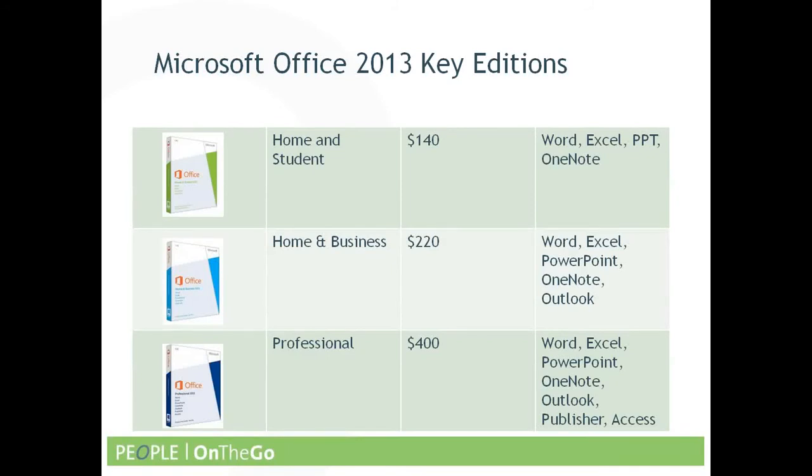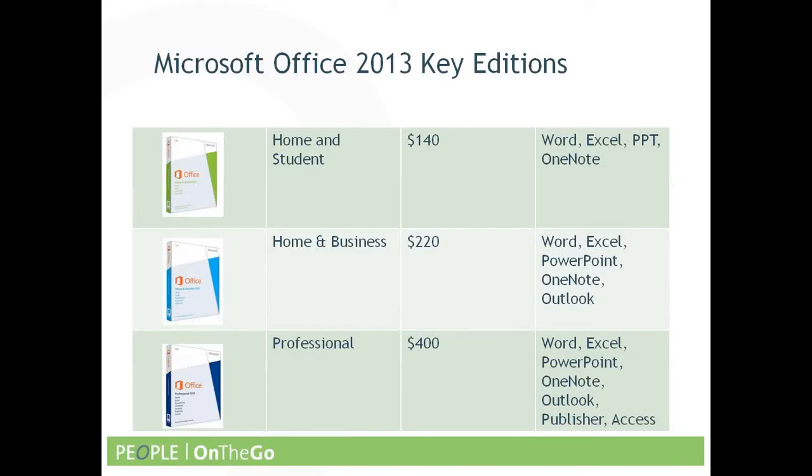First of which is the Home and Student version. It's priced at $140. It includes Word, Excel, PowerPoint, and OneNote. So all of these are available to you if you choose this version.